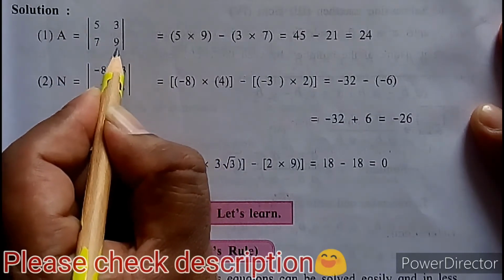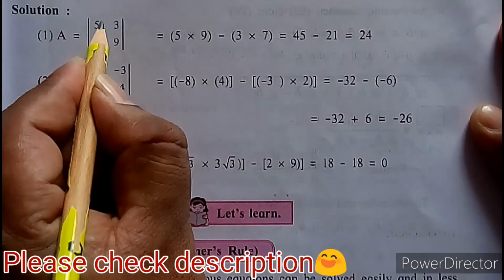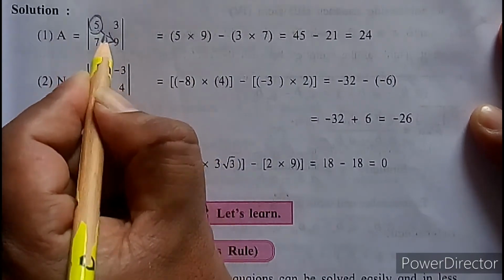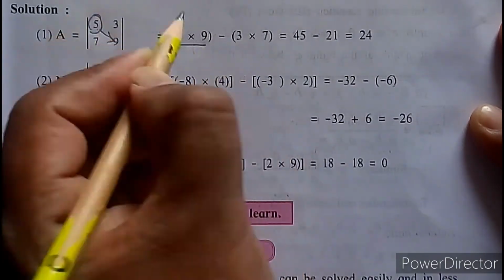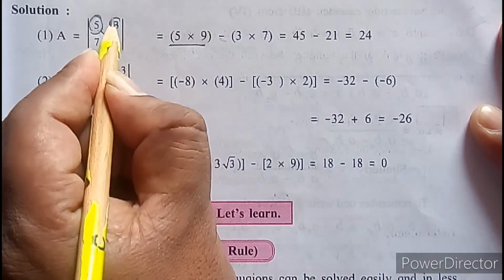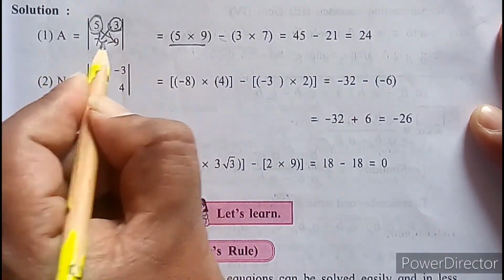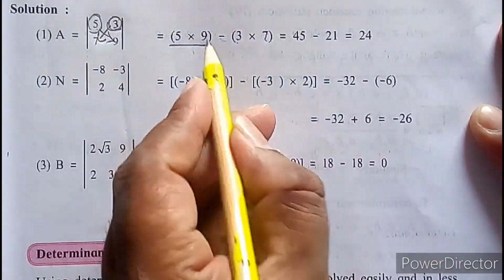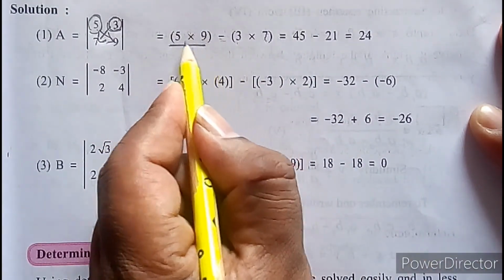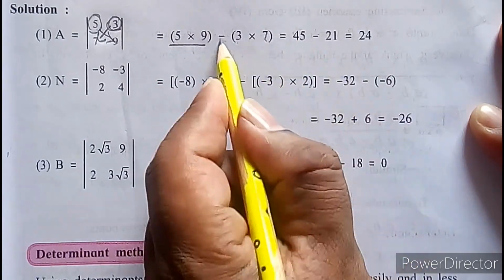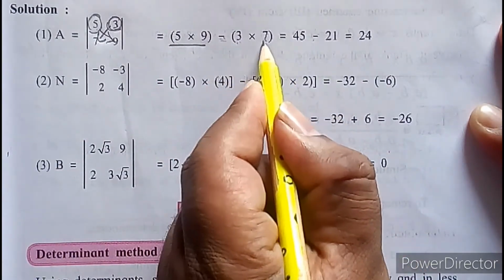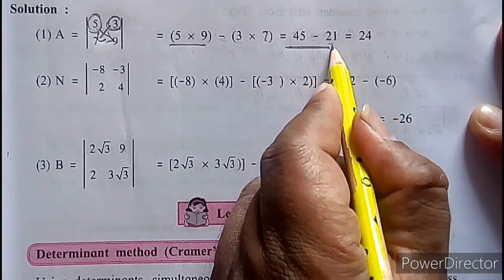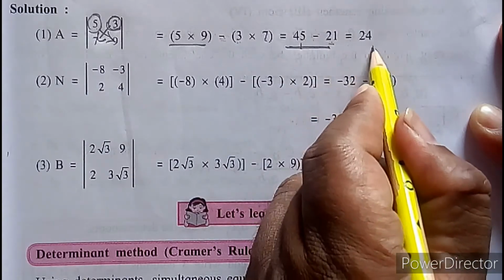Now how will we find the value of this determinant? The uppermost left element 5 is multiplied with 9, that is 5 into 9, then minus the uppermost right element 3 multiplied by 7, that is 3 into 7. The simple multiplication of 9 into 5 is 45, minus 3 into 7 which is 21. Now it is simple subtraction: when we subtract 21 from 45, we get 24.